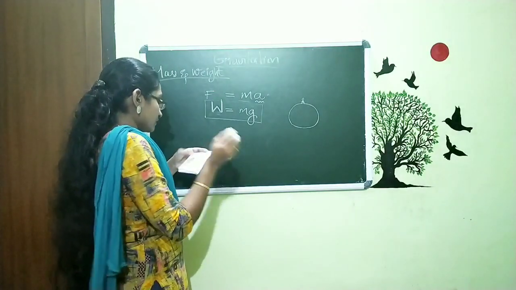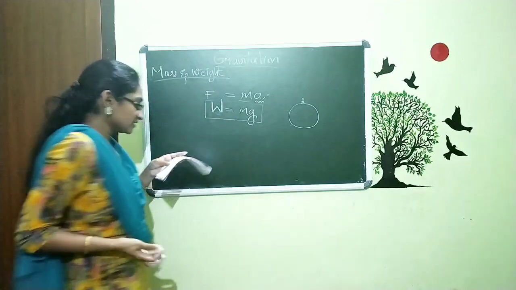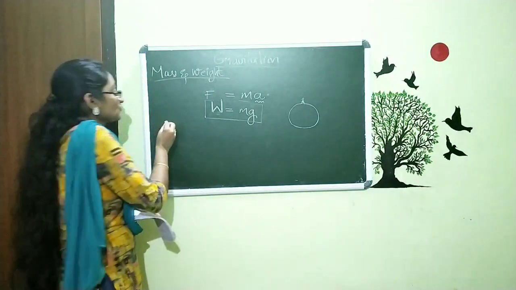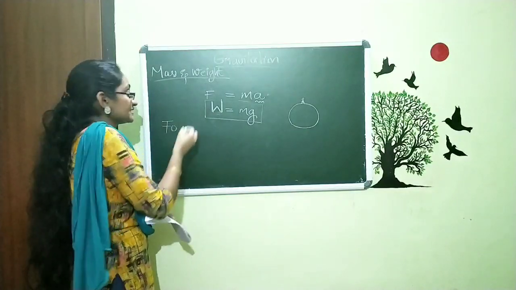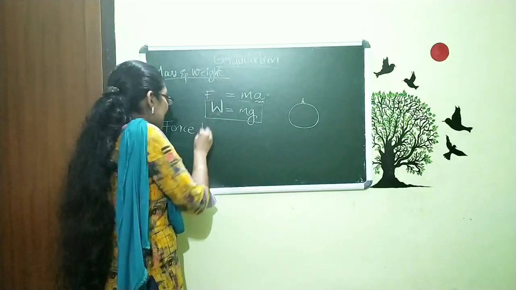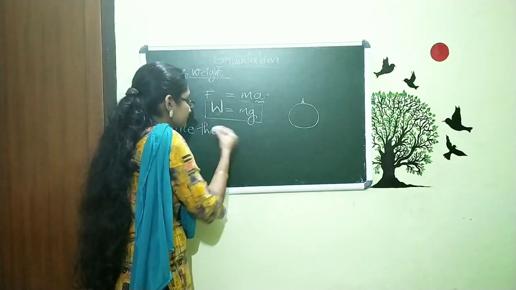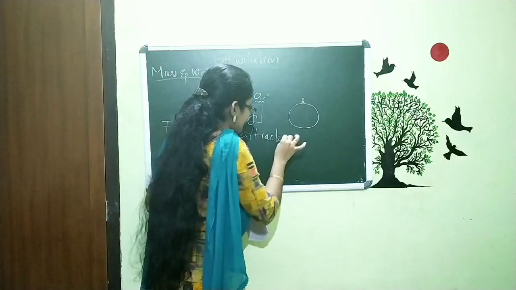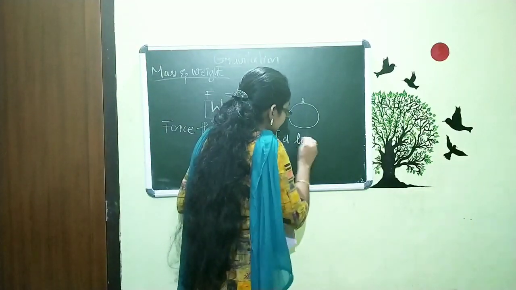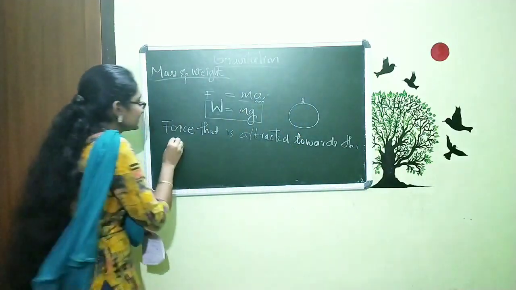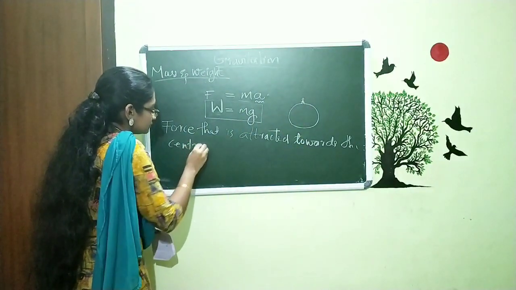That means how can we define this weight? We can define it as: the weight of an object is the force, we already said that, it is the force that is attracted towards the center of Earth.